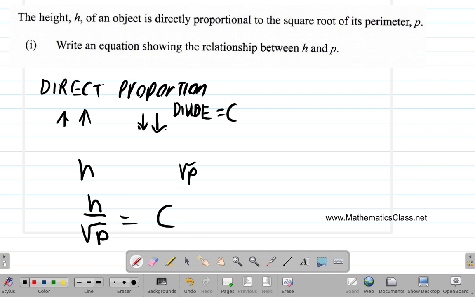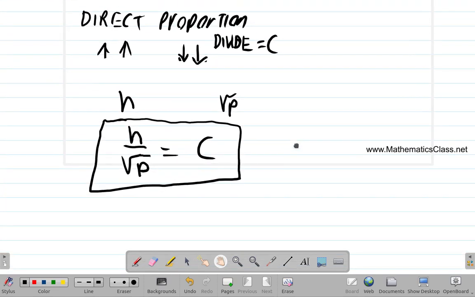So that is an equation showing the relationship between H and P, right? H is directly proportional to the square root of P. To get the constant, you divide. So H divided by the square root of P gives you a constant. Constant means a number. And the number remains as it is. It's not changing.